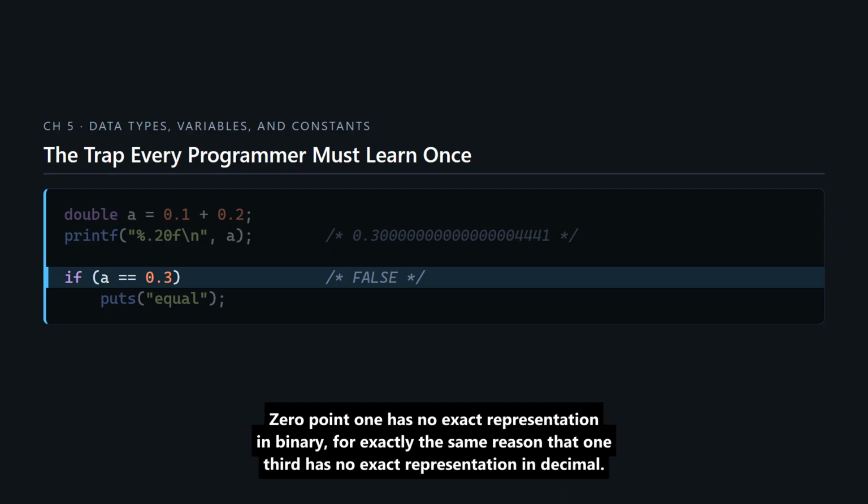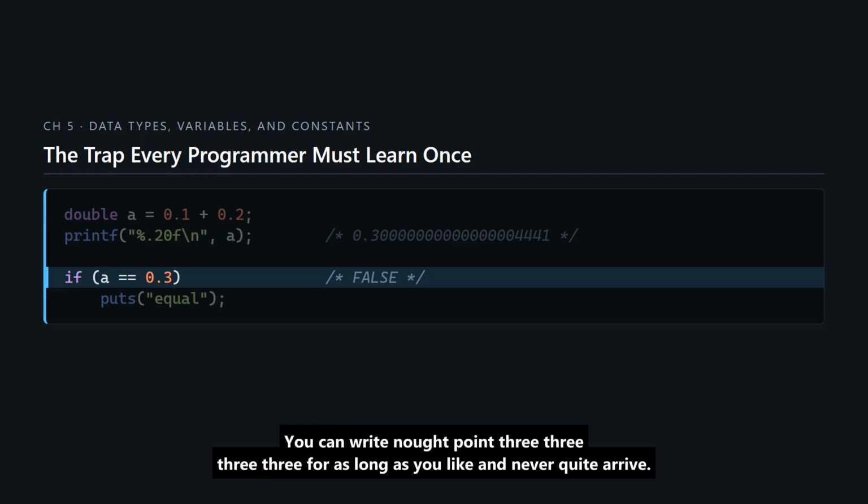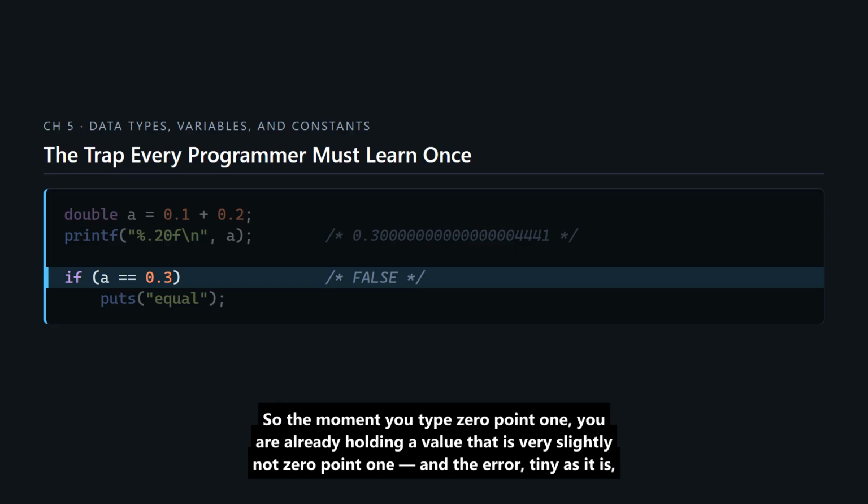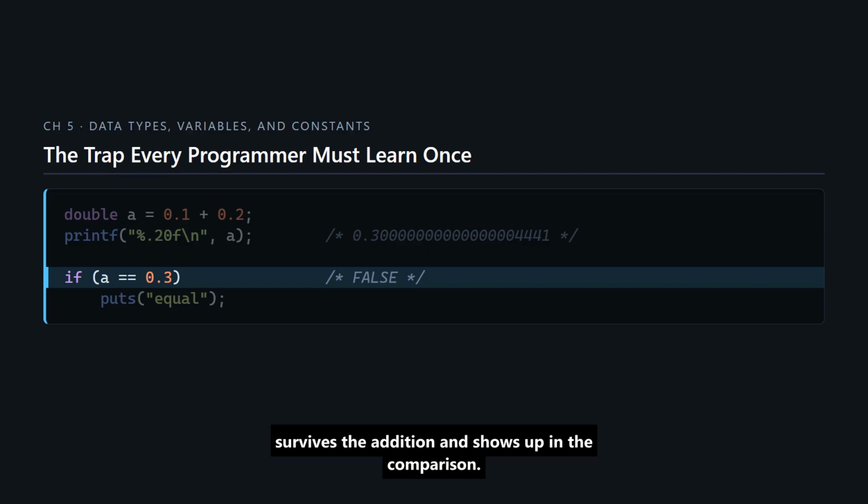0.1 has no exact representation in binary, for exactly the same reason that 1/3 has no exact representation in decimal. You can write 0.3333 for as long as you like and never quite arrive. Binary has the same problem with any fraction whose denominator is not a power of 2, and 1/10 is one of them. So the moment you type 0.1, you are already holding a value that is very slightly not 0.1, and the error, tiny as it is, survives the addition and shows up in the comparison.